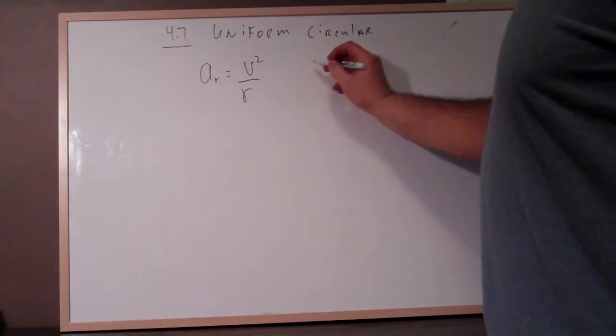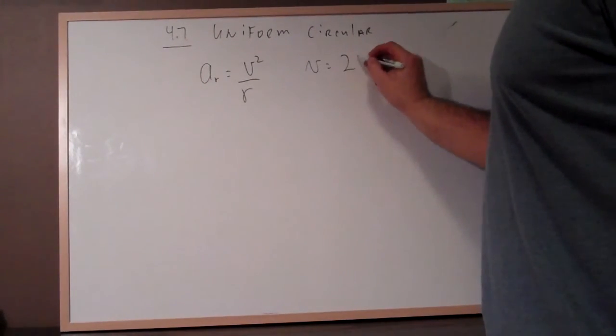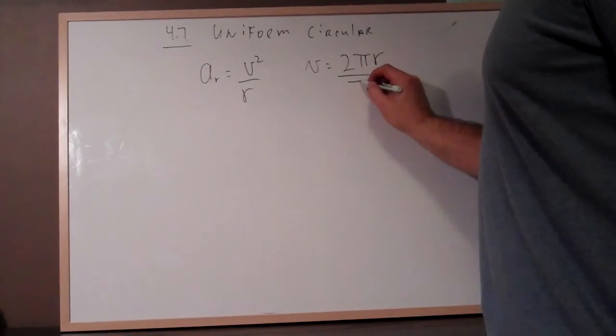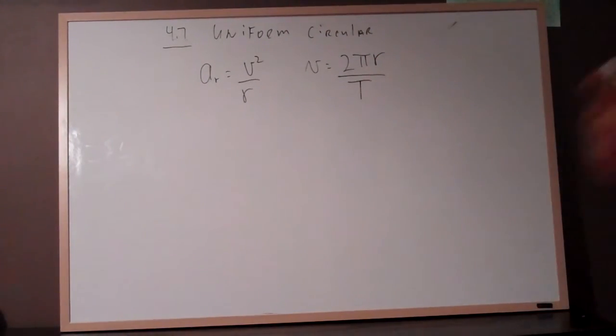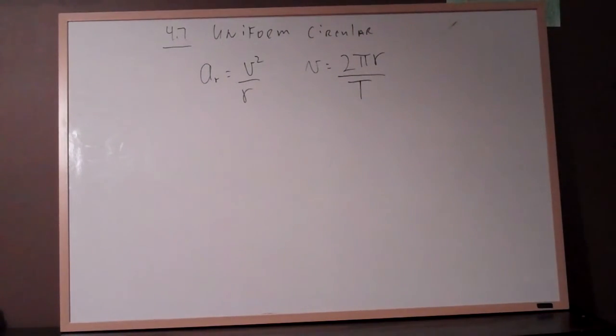If you're going in a circle at a constant speed, the speed is going to be the distance around the circle, 2 pi r, divided by the time it takes to go around once, and this is a special time called the period, so we use capital T for period.